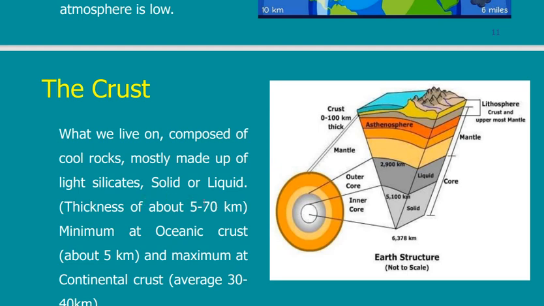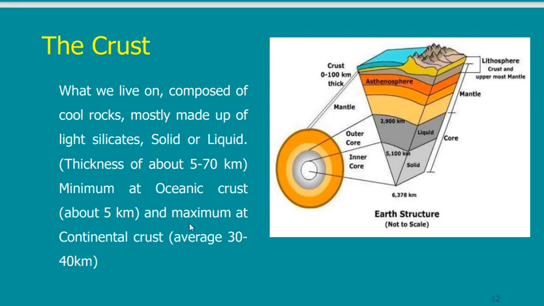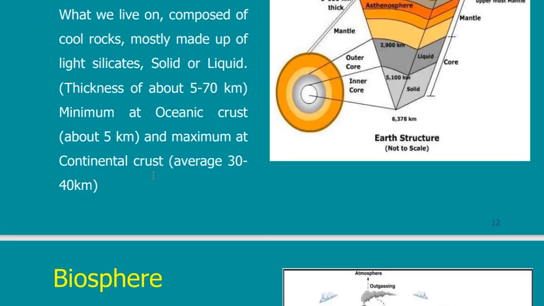When I say the thickness of the full crust is between 5 to 70, it means that at some very high mountains it may reach this 70. So this is the crust.